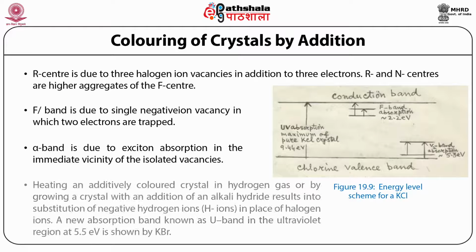Number 7. Heating an additively colored crystal in hydrogen gas, or growing a crystal with an addition of an alkali hydride, results in substitution of negative hydrogen ions, that is H negative ions, in place of halogen ions. A new absorption band known as the U band in the ultraviolet region at 5.5 electron volt is shown by KBr. The energy level scheme for a KCl crystal is shown in figure 19.9.